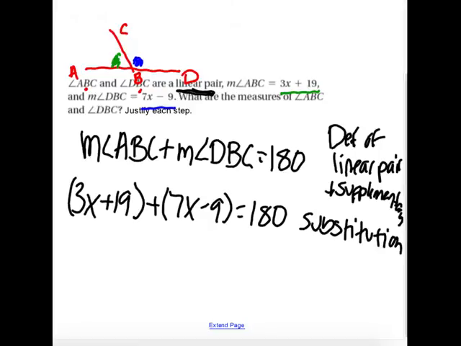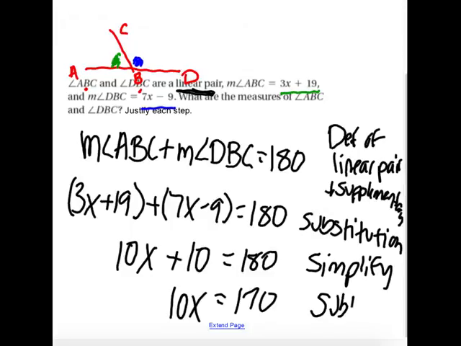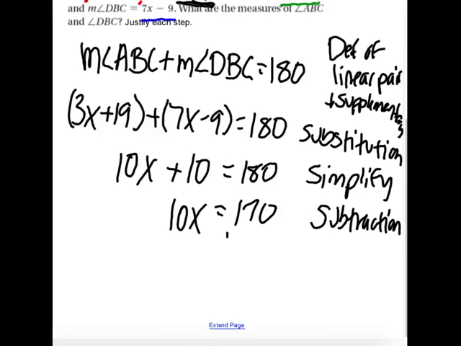Now we're just going to simplify. 3x plus 7x is 10x, 19 minus 9 is 10. My justification is simplifying. Then we're going to subtract. And one last step. Oh, I lied. A couple more steps. Divide, so I get x to be 17.